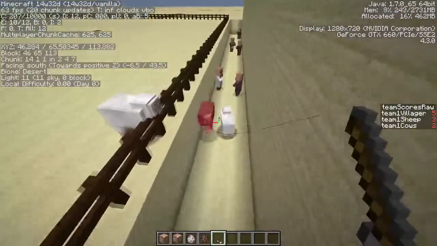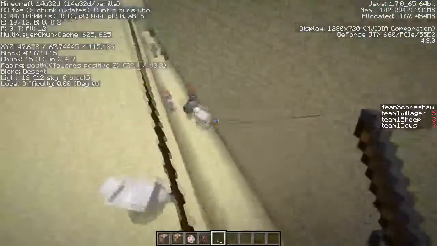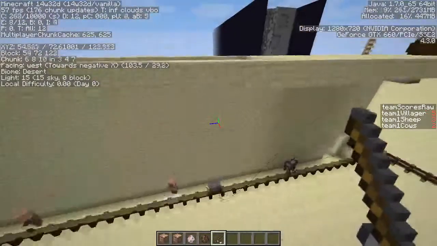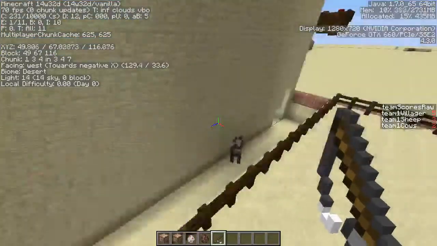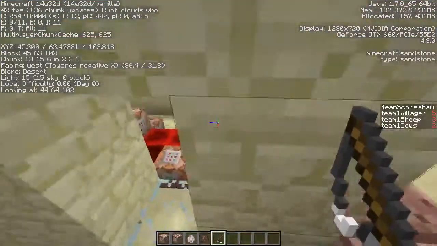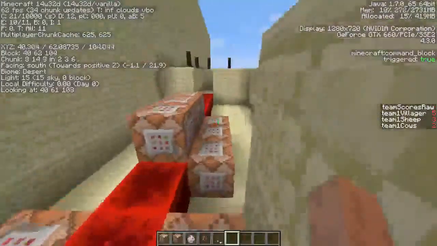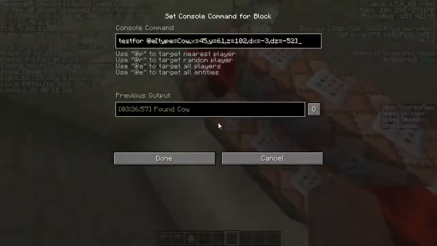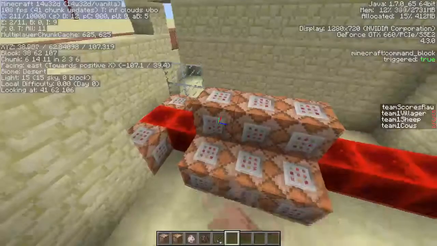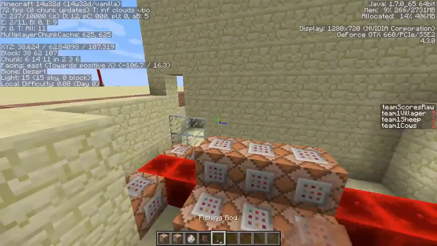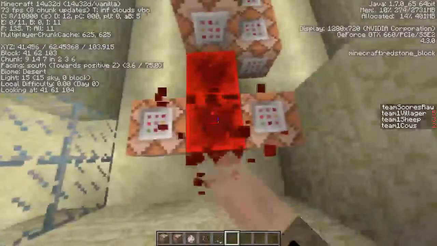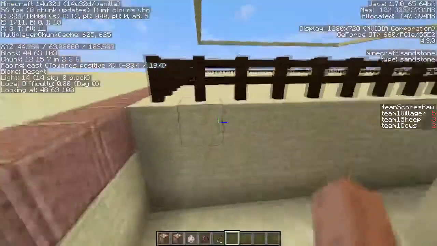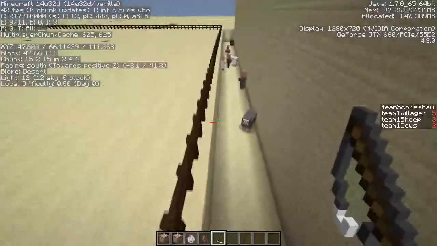Wait, there's only 2 cows in there? I don't see 2 cows, I only see 1 cow. Huh. Is this not updating afterwards? If I killed the... wait, is it? This is still running. Alright, still running. That's interesting.